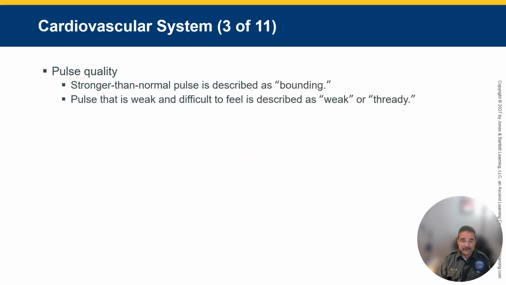Pulse quality, bounding, weak, thready, can be described either way. Bounding is when it's really thumping. When you're feeling the pulse, that pulse wave, boom, boom, boom. The pulse is what we call the cardiac wave. It's the force of contraction of your ventricles. So it can be bounding or it could be weak, it could be thready. Thready means it's very, very hard to feel. It's very loose. You squeeze on it just a little bit and it goes away, that kind of thing.